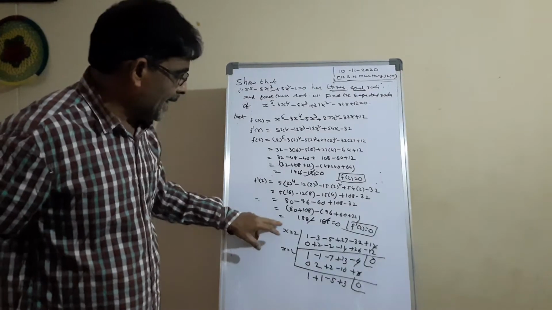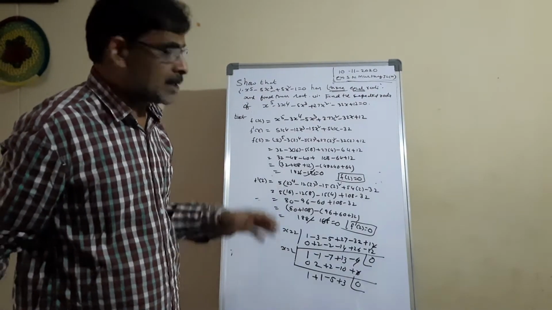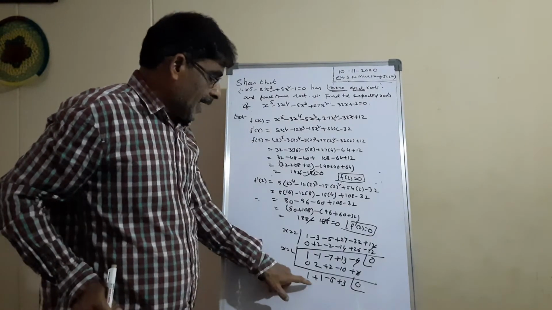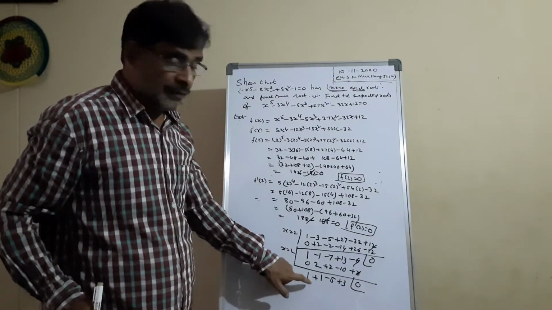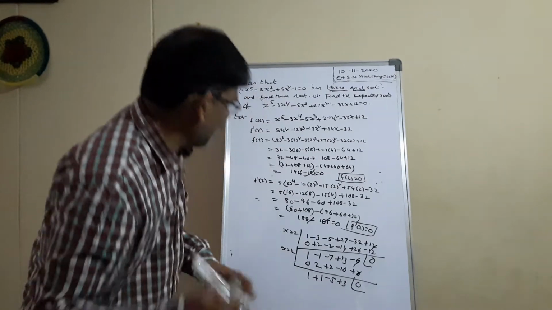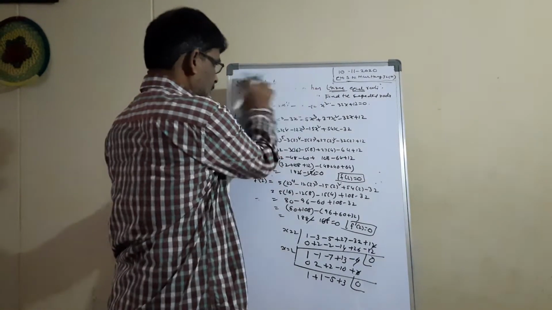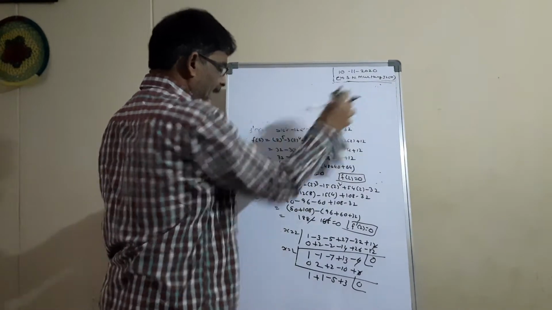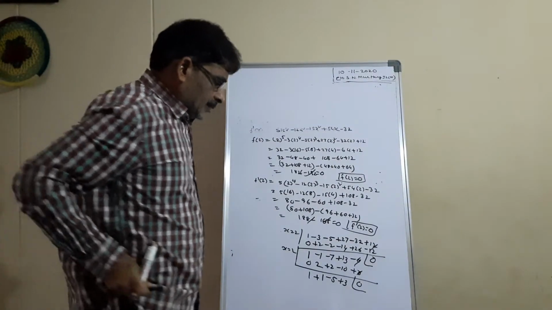See, you divide it by 2 times because 2 is the common root of f of x and f dash x. So again we have to find the roots of this one. See, let me rub here. Again we have an equation.